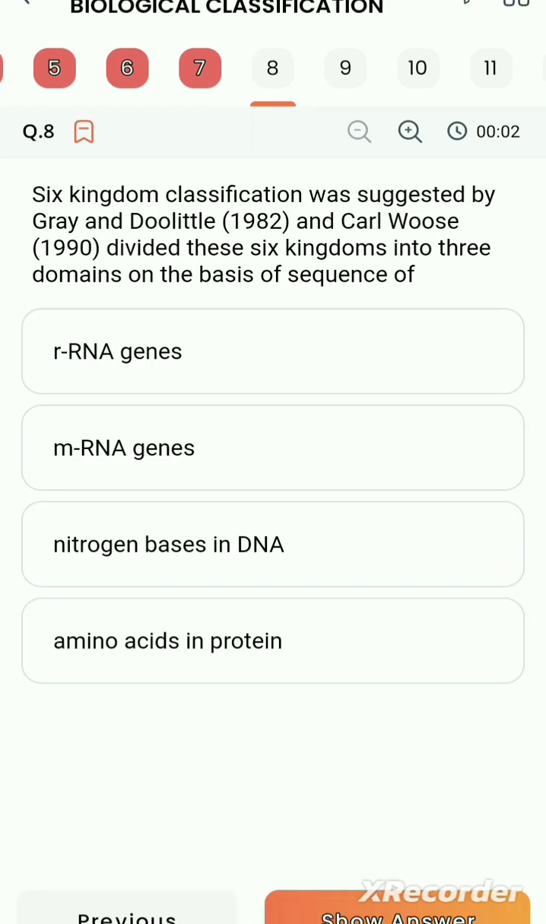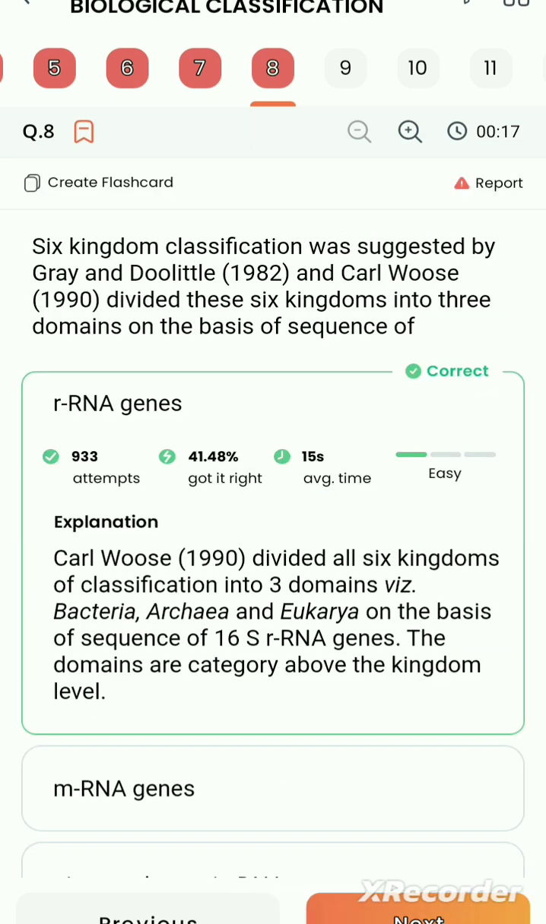Next question. The six kingdom classification was suggested by Gray and Doolittle in 1982, and Carl Woese in 1990 divided the six kingdoms into three domains on the basis of what? On the basis of the sequence of what? That is rRNA genes.